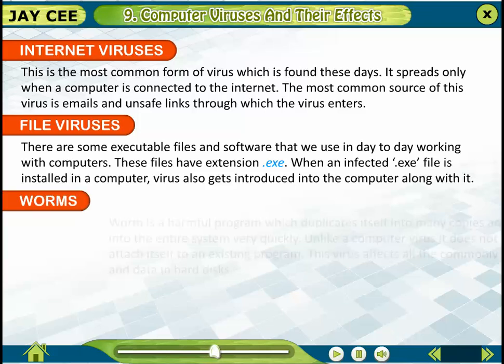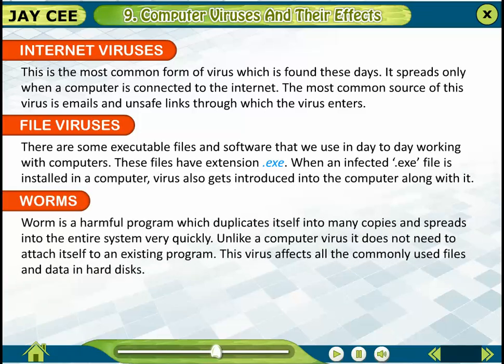Worms. A worm is a harmful program which duplicates itself into many copies and spreads into the entire system very quickly. Unlike a computer virus, it does not need to attach itself to an existing program. This virus affects all the commonly used files and data in hard disks.